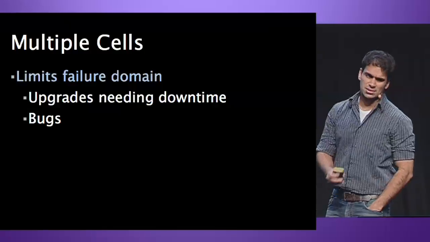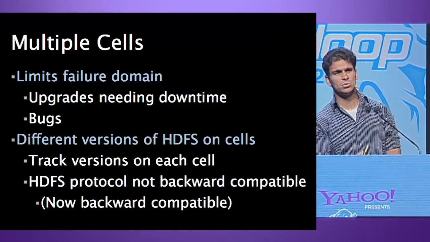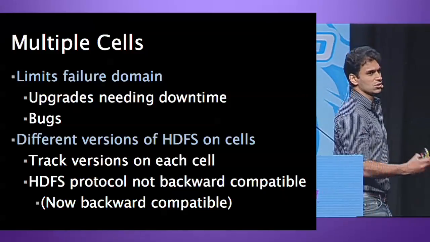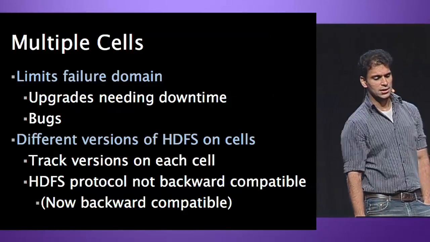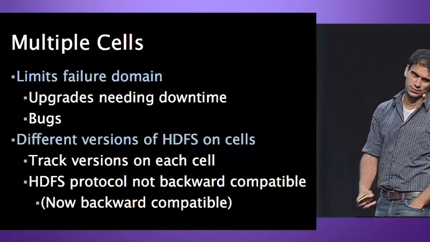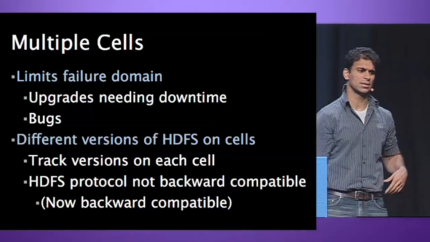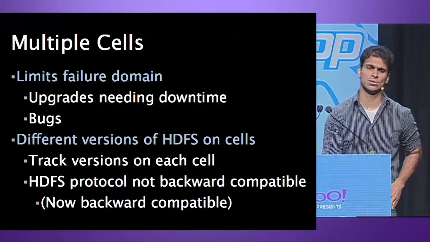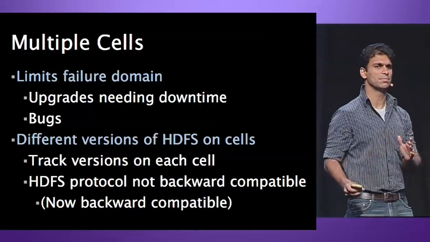Now, having different cells means we could put different versions of HDFS on them, and we would be able to detect bugs or regressions much quicker than having to put it on one behemoth cluster. But of course, we'd have to track the versions on different cells, and until recently, the HDFS protocol was not backward compatible. If we bumped the protocol version number, you couldn't talk to other cells. So these cells had to be independent domains.